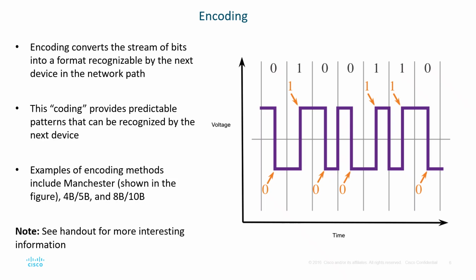There are different examples of encoding methods. The one that you're looking at here is the Manchester encoding. Shown in the figure here is Manchester. Then you also have the 4B/5B and 8B/10B. And again, see the handout for more interesting information having to do with each.